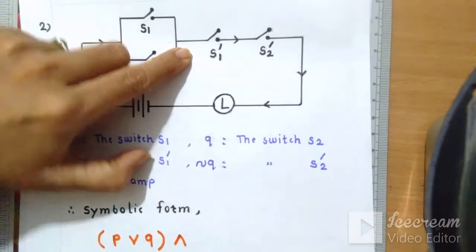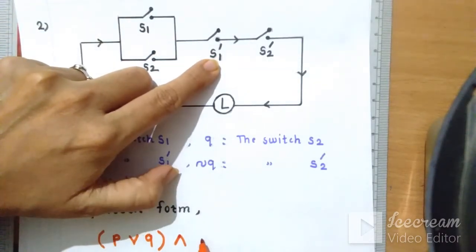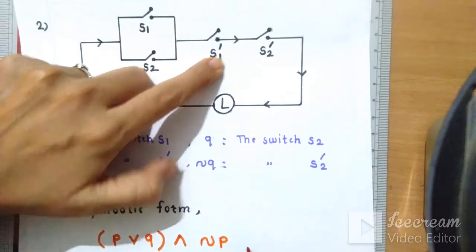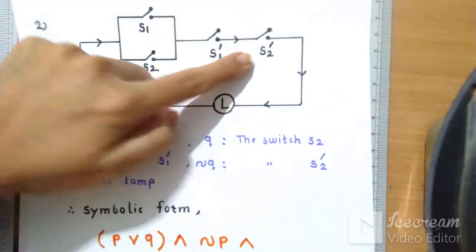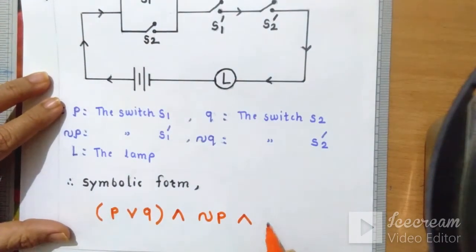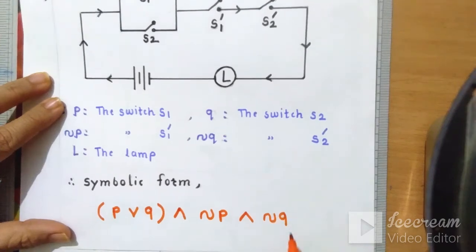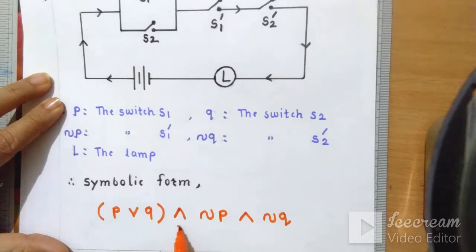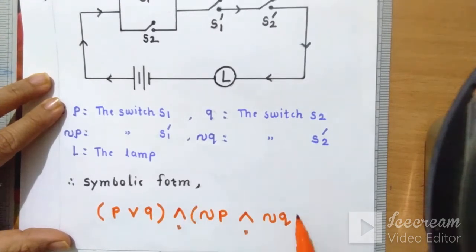Parallel means disjunction, so for S1 P disjunction, S2 means Q, this is first. This is in series, so write down here conjunction. S1 dash means negation P, again in series, that means use conjunction, and S2 dash means again negation Q. This is the required symbolic form. Again here also conjunction, here also conjunction, so by associativity we can consider these 2 statement letters together. So here you can write bracket.